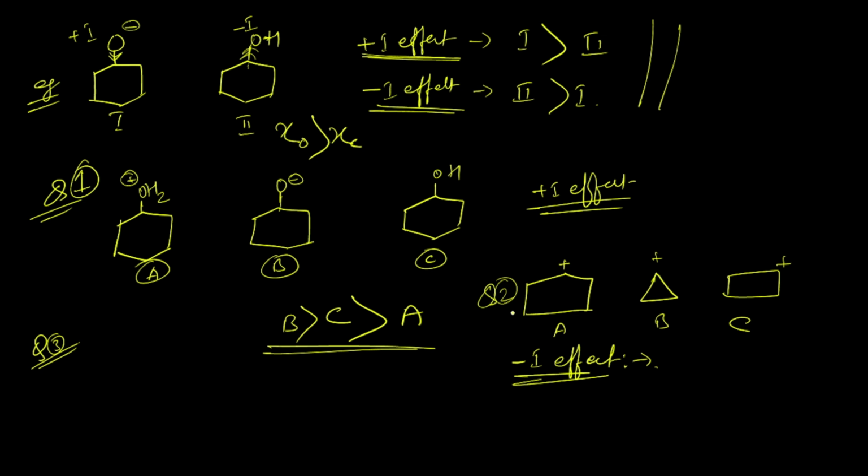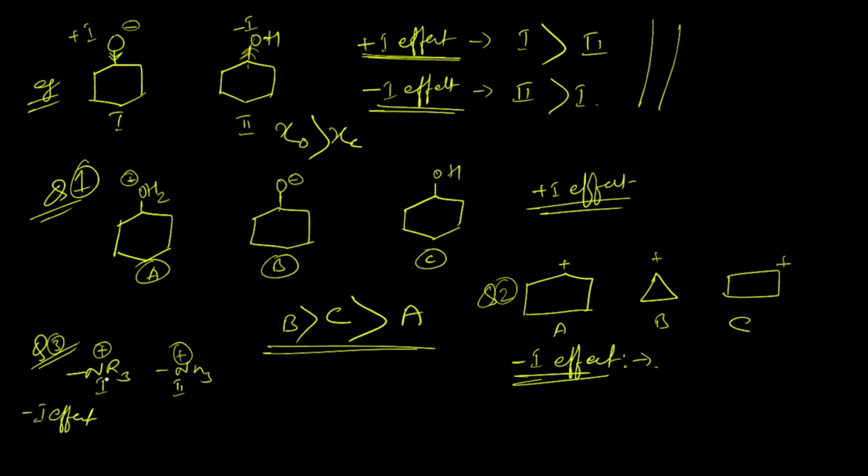Wait, please solve this one. Question number 2. Okay, you solve this one. NR3 and NH3. This is 1, this is 2. Which one is having more? You have to see NR3 and NH3. This is a plus, so the minus I effect you have to see here. Which one will have more minus I effect? I'll just write, minus I effect trend you have to see.